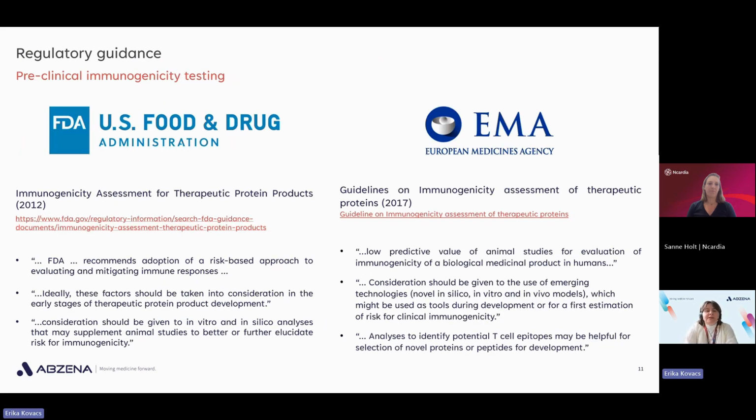So in terms of the regulatory guidelines, most of the large agencies, FDA, EMA, and the like, have some sort of guidance on the best way to approach these early preclinical immunogenicity assessments. And what they all agree on is that the animal models are not very predictive and relevant in these cases. So what they recommend is a combination of in silico and in vitro approaches. So practically the NAM approach that is now coming really into the forefront in drug development.